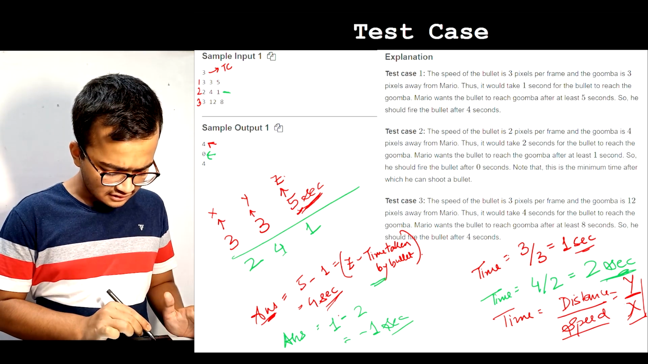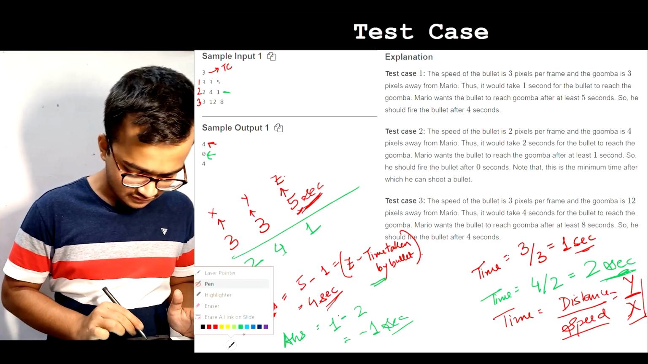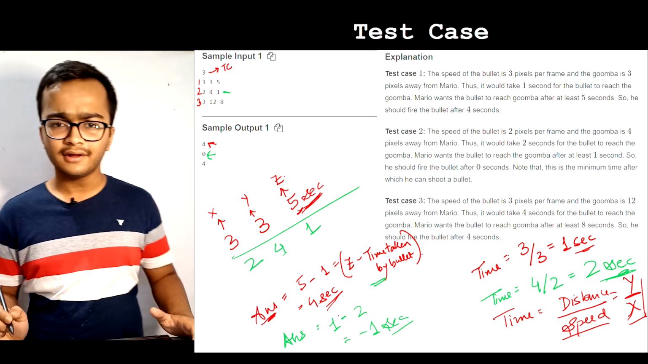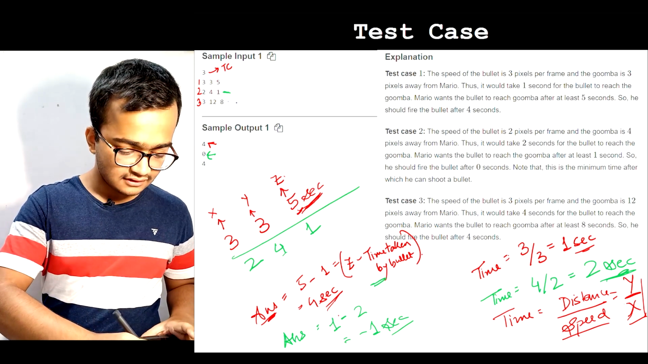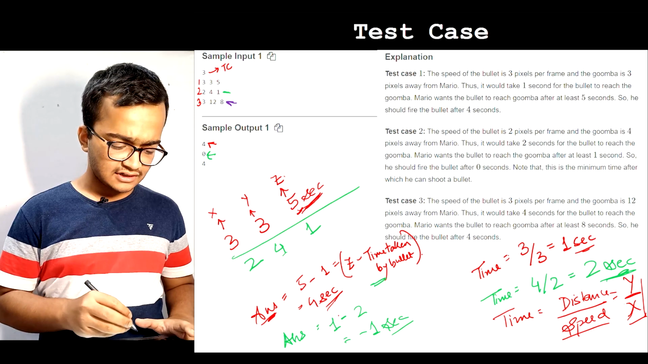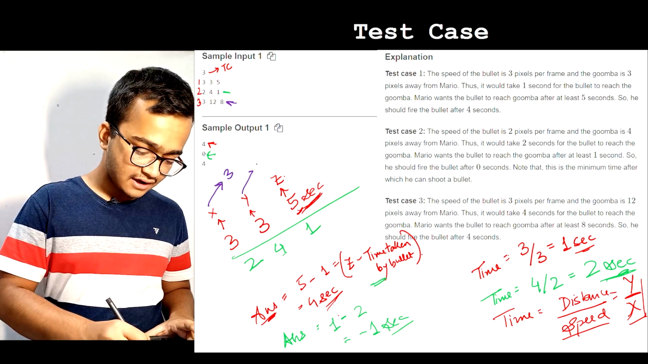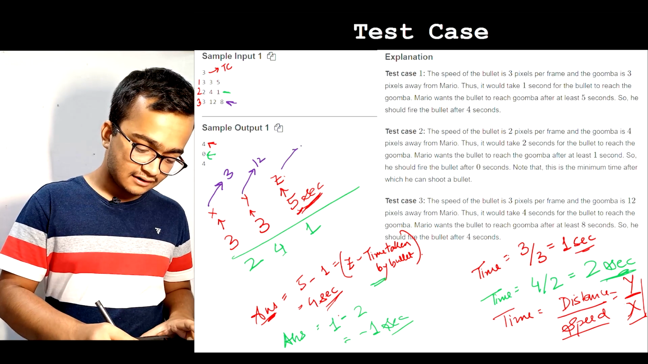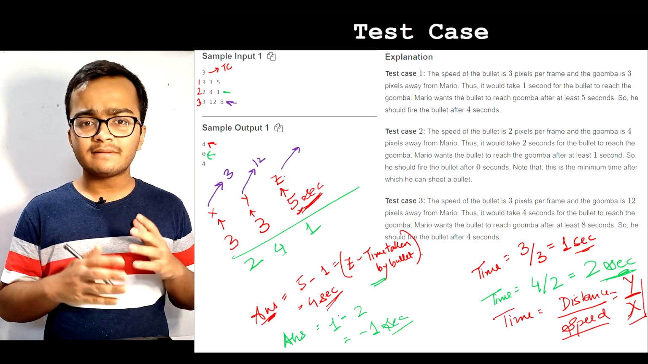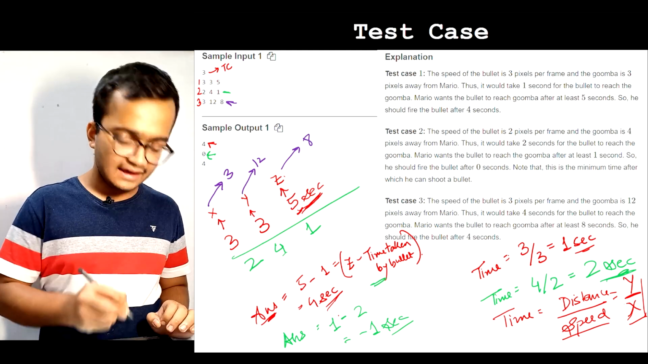Now let's consider the last test case, test case number 3, with some other color, say violet. So in test case 3, what is the value of x we have? We have x equal to 3, y equal to 12, and z, the time after which Mario wants the bullet to hit Goomba, is 8.